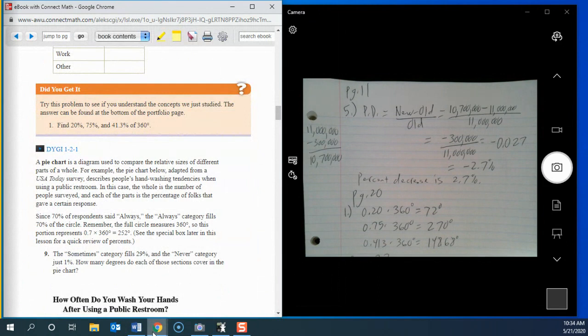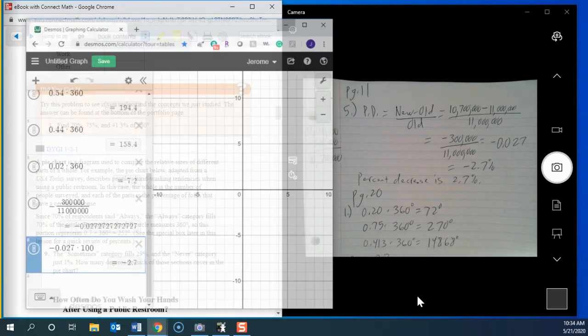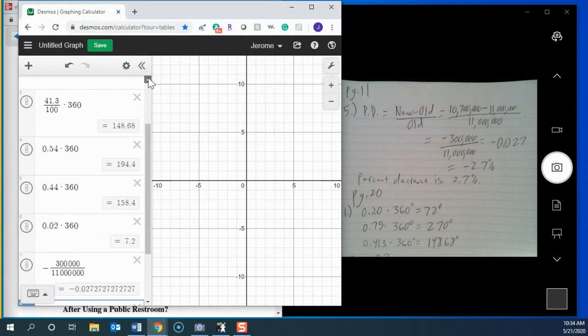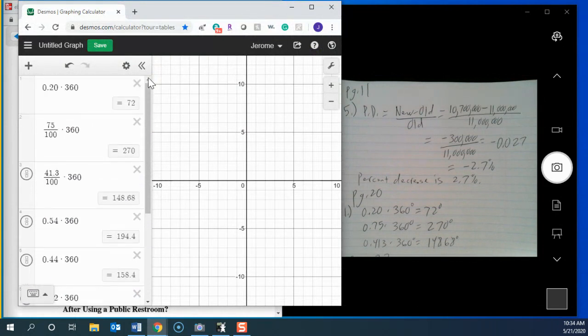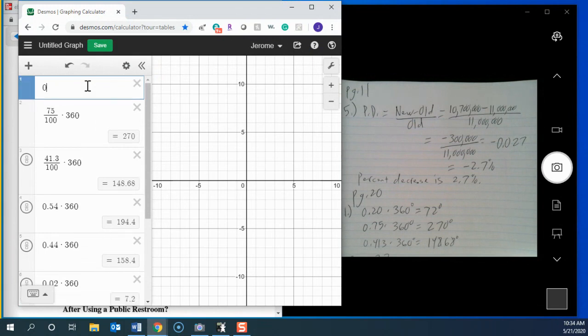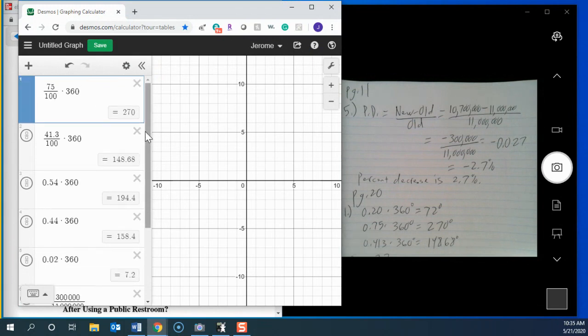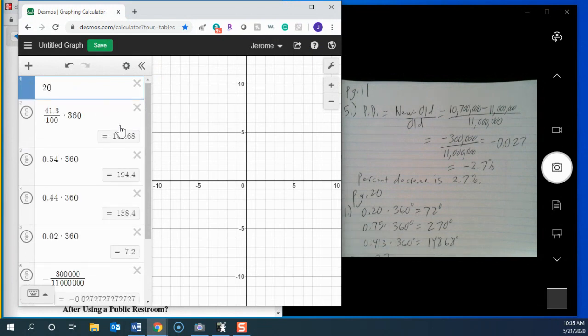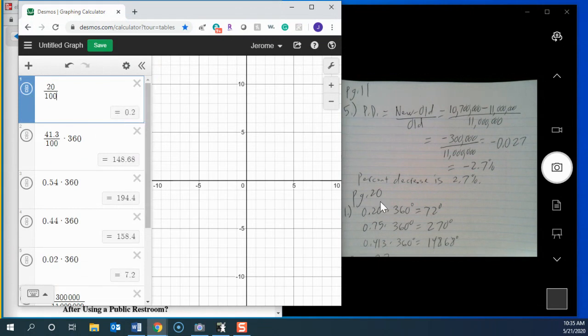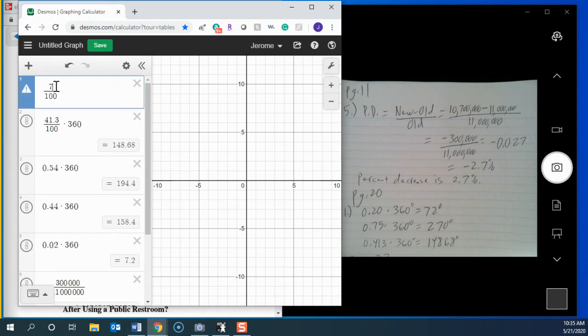I did show this on the calculator. Okay, so basically to get 20% here as a decimal, you could take 20 over 100, and then that would give you the 0.2 or 0.20 that I have written here, and you will multiply that by 360. Then the 0.75, I got that by taking 75 divided by 100.